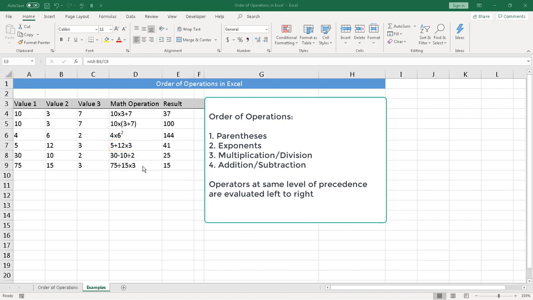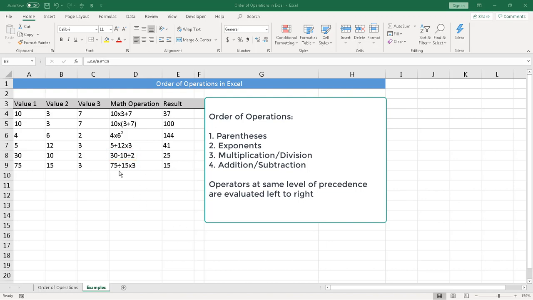The fifth math operation, 30 minus 10 divided by 2, contains subtraction and division operators. Division has a higher order of precedence than subtraction, thus 10 divided by 2 is calculated first to get 5. Then 5 is subtracted from 30, which equals 25.